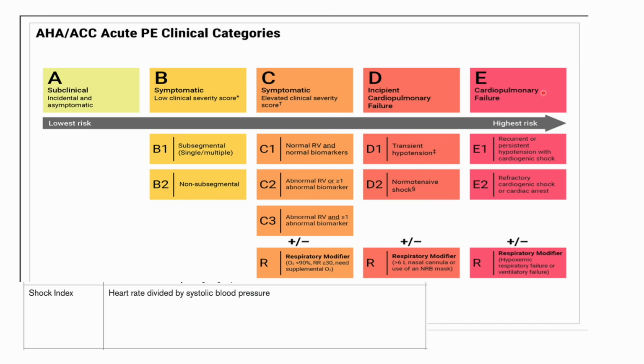And here the subcategories are differentiating the patient with a recurrent persistent hypotension, which is a hemodynamic collapse, with cardiogenic shock, from patients who just have a refractory cardiogenic shock or cardiac arrest. Category E1 is actually compatible with SCAI shock stage C, and category E2 is defined as a refractory cardiogenic shock, which is a SCAI shock stage D or E. So, respiratory failure category E may require non-invasive or invasive positive pressure ventilation, and these are the patients who are most severe.